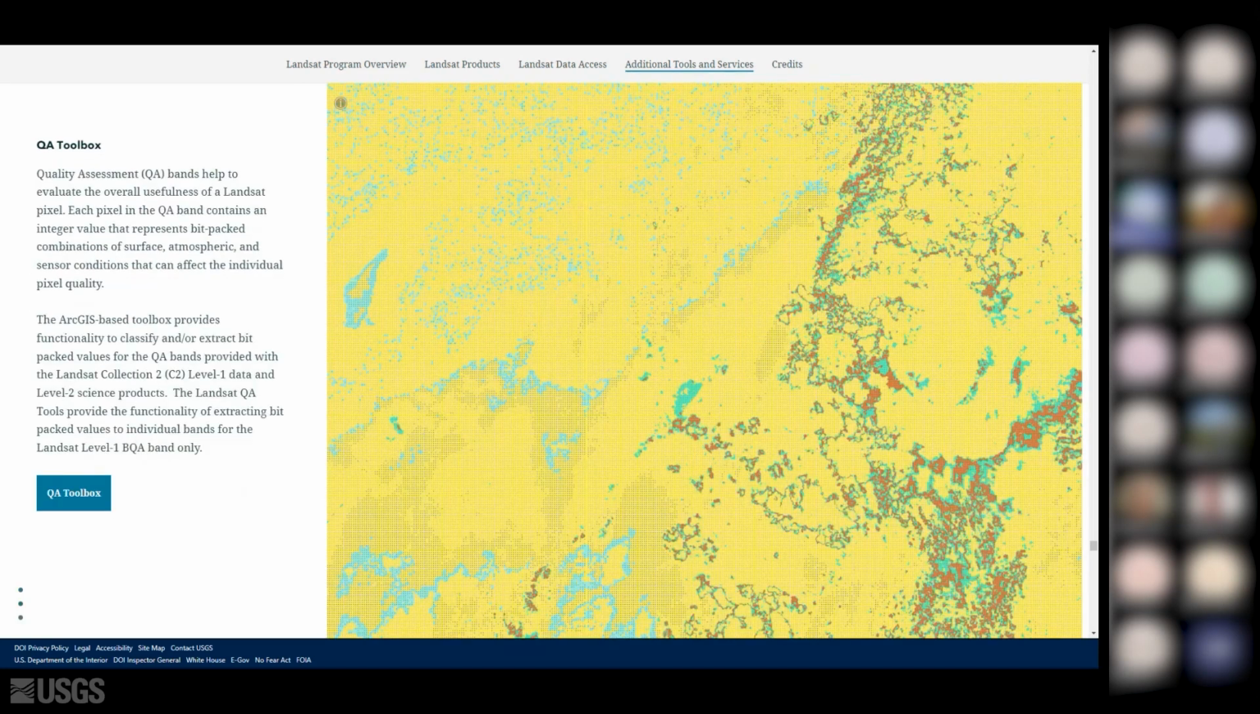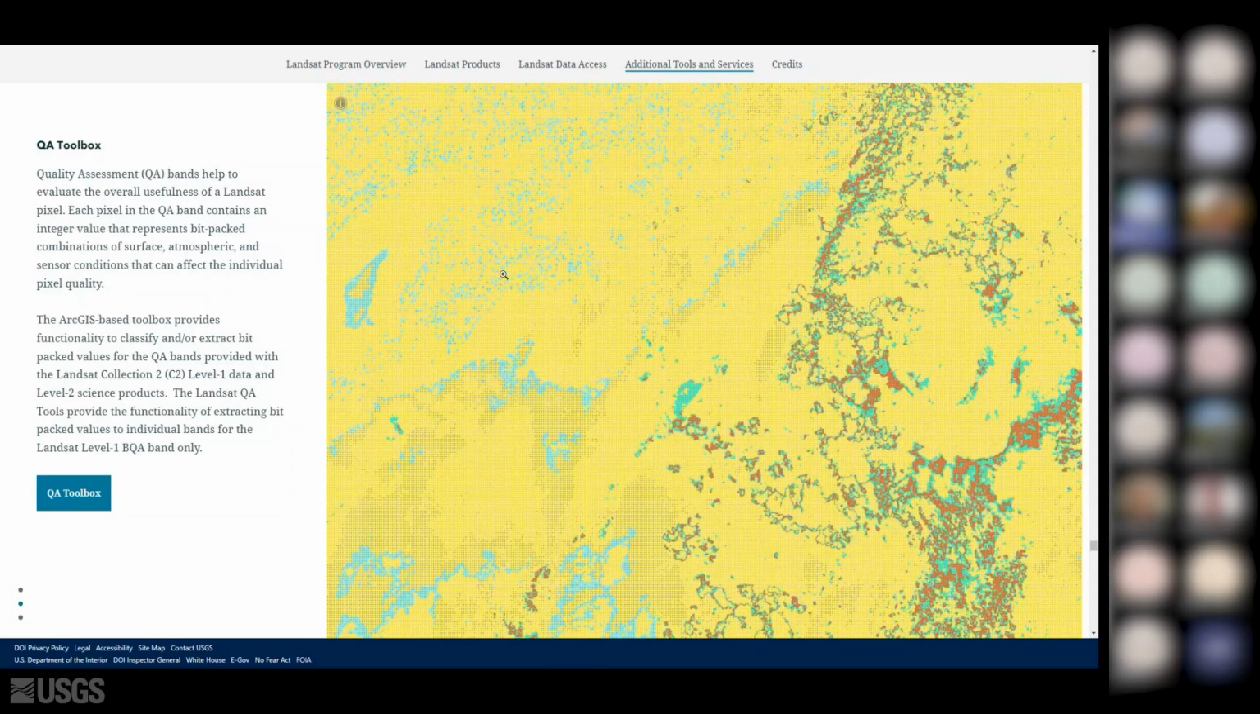And then next here we have the quality assessment tool, or the QA toolbox. This is designed to be used in ArcGIS Pro and ArcGIS Map. There are two tools within this toolbox, the extract QA tool and the decode QA tool. The decode tool does just that. It decodes bit-packed quality information for that scene. It doesn't create any new layers, but it builds an attribute table that classifies each pixel with either cloud cover, cloud shadow, and other quality assessment bits.